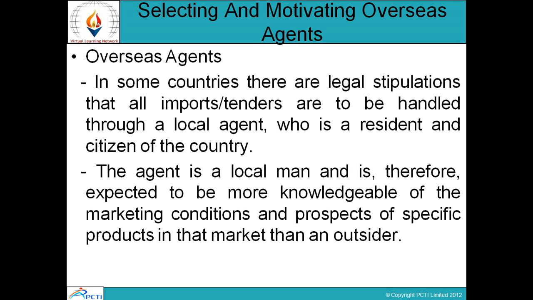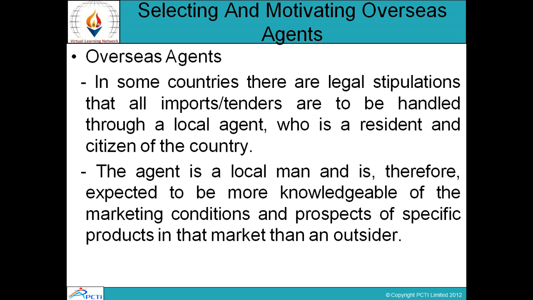Selecting and motivating overseas agent. When we talk about overseas agent, a firm, in order to be in constant touch with a particular territory or to exploit the full potential of the market, it is very essential for an exporting organization to have their own offices in that market, right? But many small and medium enterprises may not be able to afford such a structure.